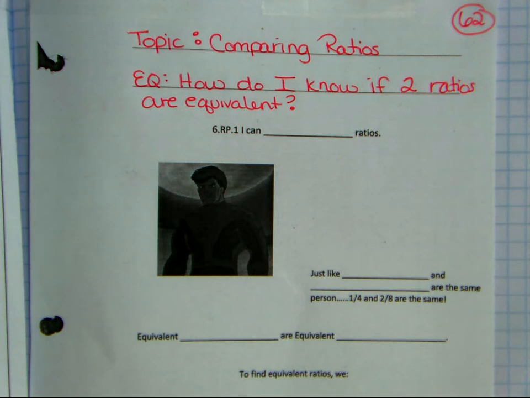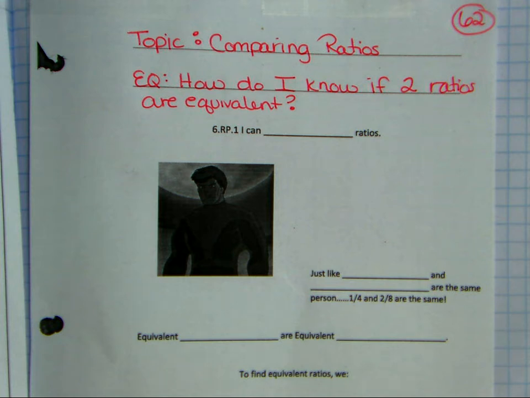Good morning. Today we are going to be taking notes on comparing ratios. This is on page 61 and 62 of your interactive notebook. You want to write down the topic, comparing ratios. The essential question for today is, how do I know if two ratios are equivalent? This is a continuation of our notes that we did last week on what ratios are.